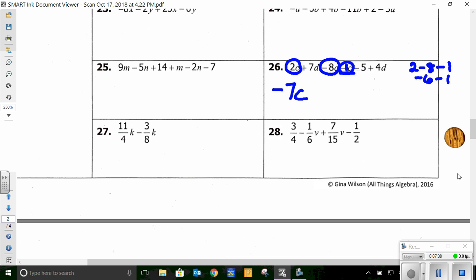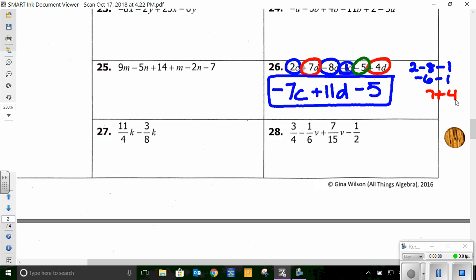Now I have my D terms, terms with the letter D in it. I have a positive 7D. I have a positive 4D. All right, so again, that's like saying 7 plus 4. That gives me 11. So I have 11D, and it was a positive 11D. All right, the last thing we have, pretty simple. All I have left now is my constant that's all by himself, negative 5, and I'm just going to bring him down. He's minus 5. And that is my expression simplified right here.